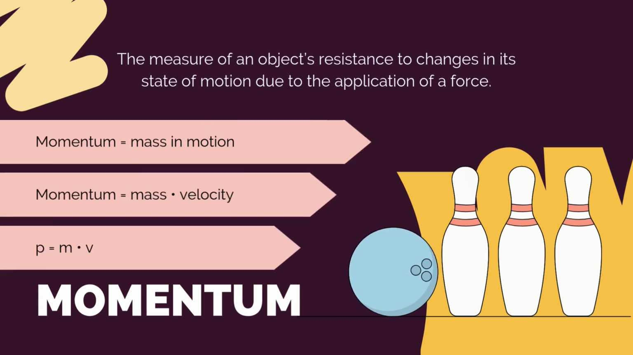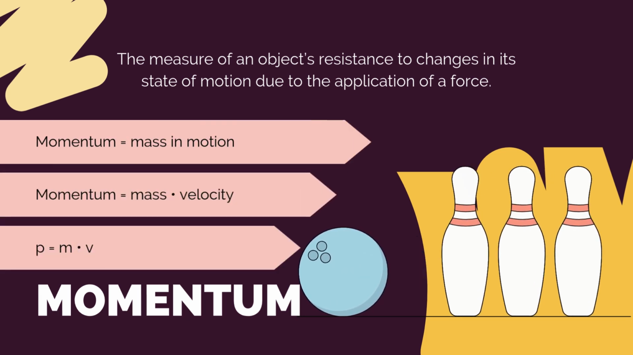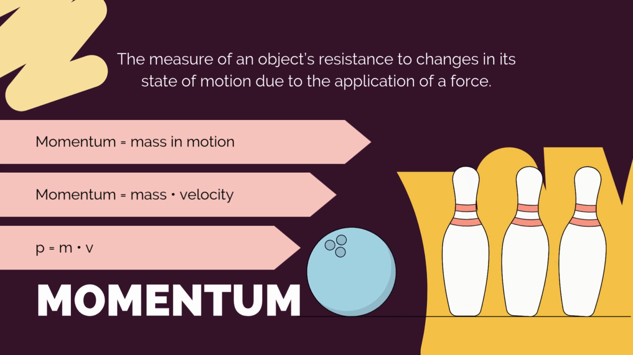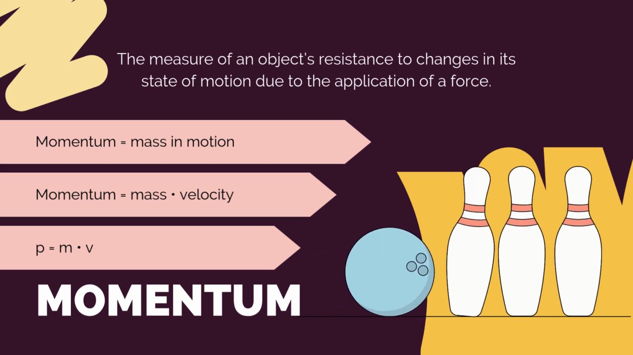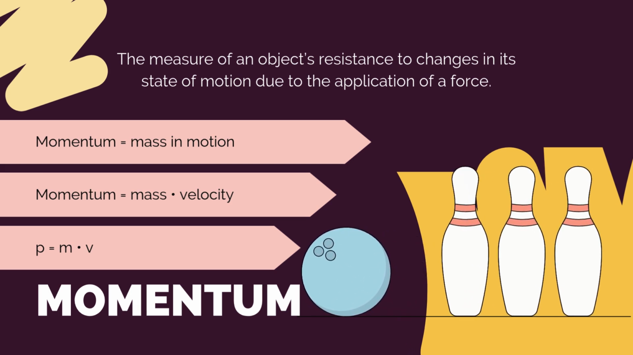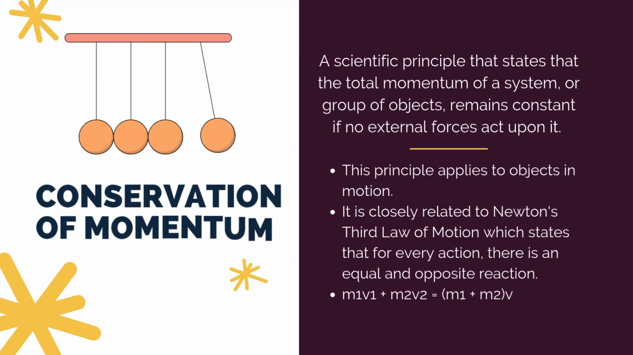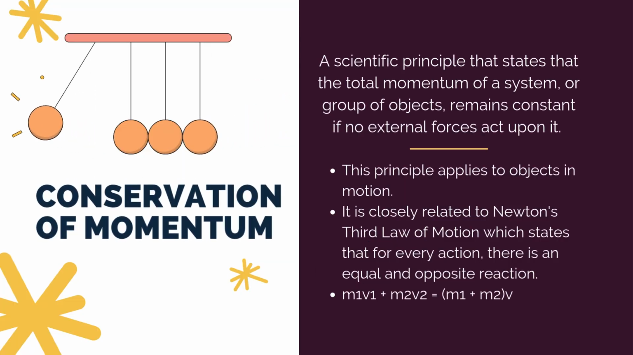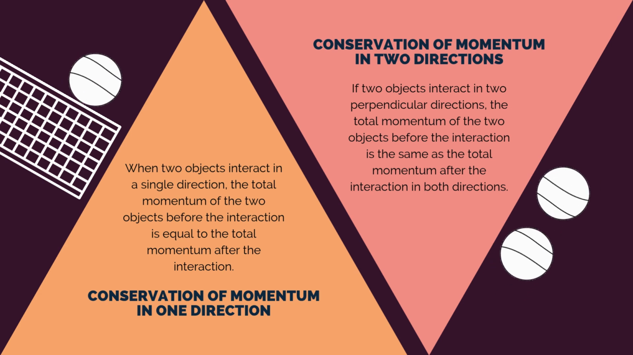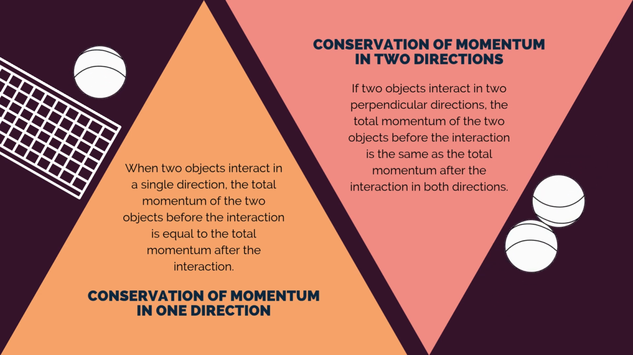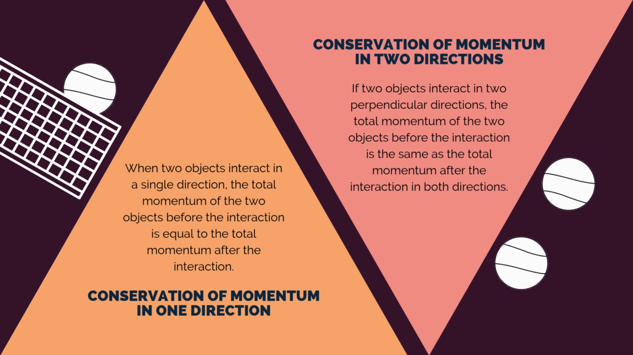Next comes momentum, which is the quantity of motion an object has. The faster and more massive it is, the more momentum it carries. It's given by the formula, momentum equals mass times velocity. A related concept is the conservation of momentum, which tells us that when no external force acts on a system, the total momentum before and after a collision remains the same. This works in one direction or even in multiple directions.